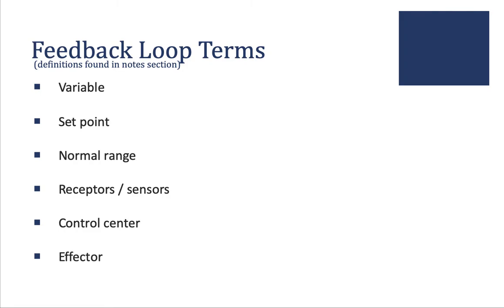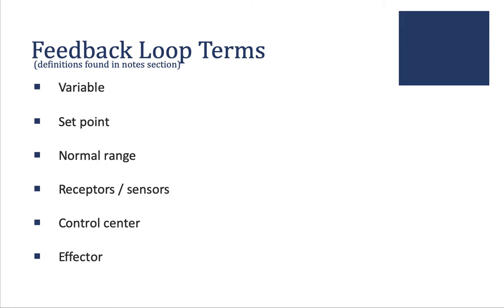Receptors or sensors or sensory receptors are going to detect changes in variables, things like temperature, pH, blood oxygen level, blood sugar, etc. The control center can be the central nervous system. It often is the central nervous system or the brain or a part of the brain.